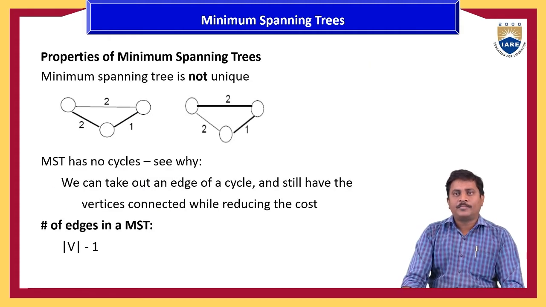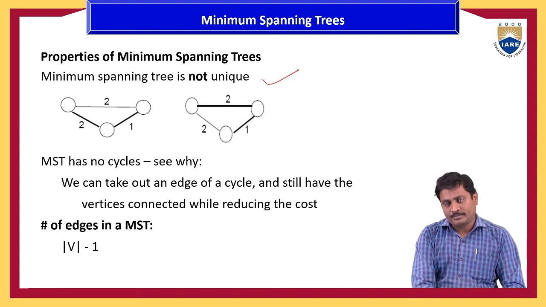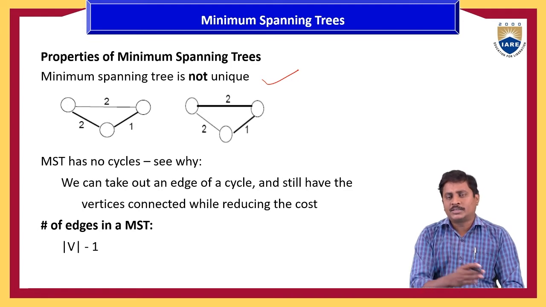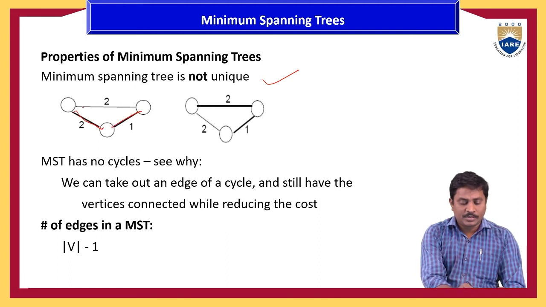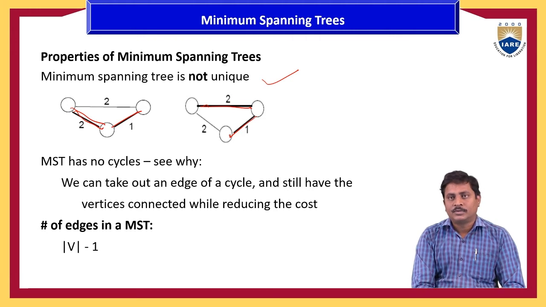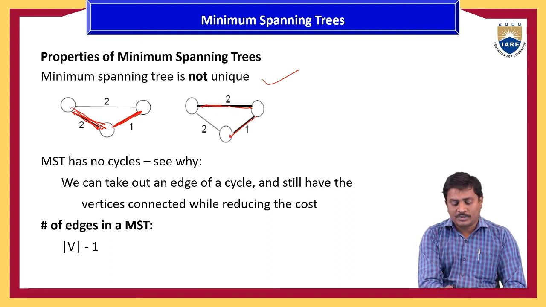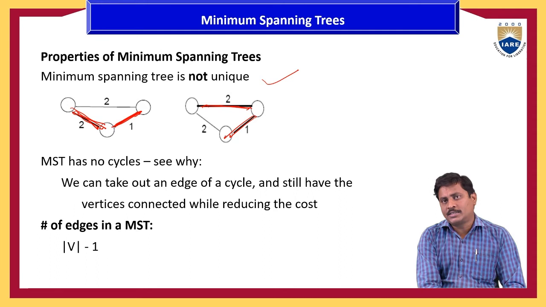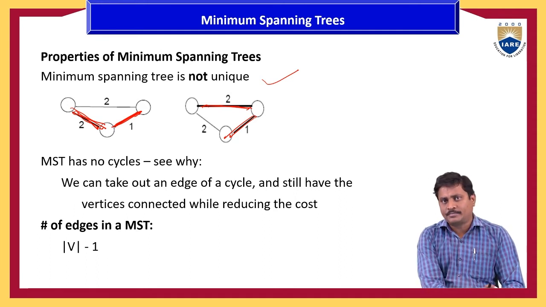Now, properties of minimum spanning tree. Minimum spanning tree is not unique. Different persons draw in different ways. This is one spanning tree. This is another spanning tree for this graph. One way of drawing the spanning tree of this same graph is this one, and another way is this way. So we draw the spanning tree in different ways.